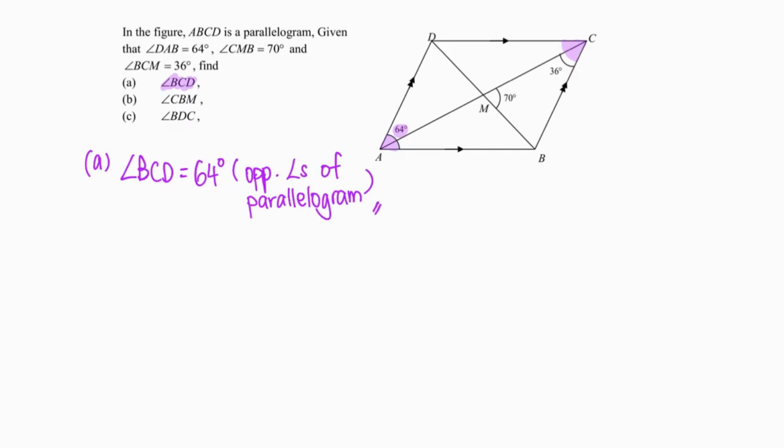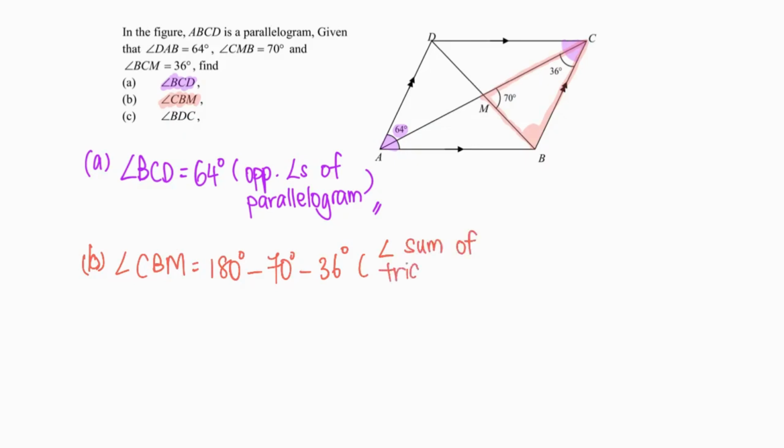Part B, CBM. CBM will be this. And this is quite straightforward. We just need to see this triangle. So my CBM is just 180 minus 70 degree minus 36 degree, because this is angle sum of triangle, to give me 74 degrees. Done.